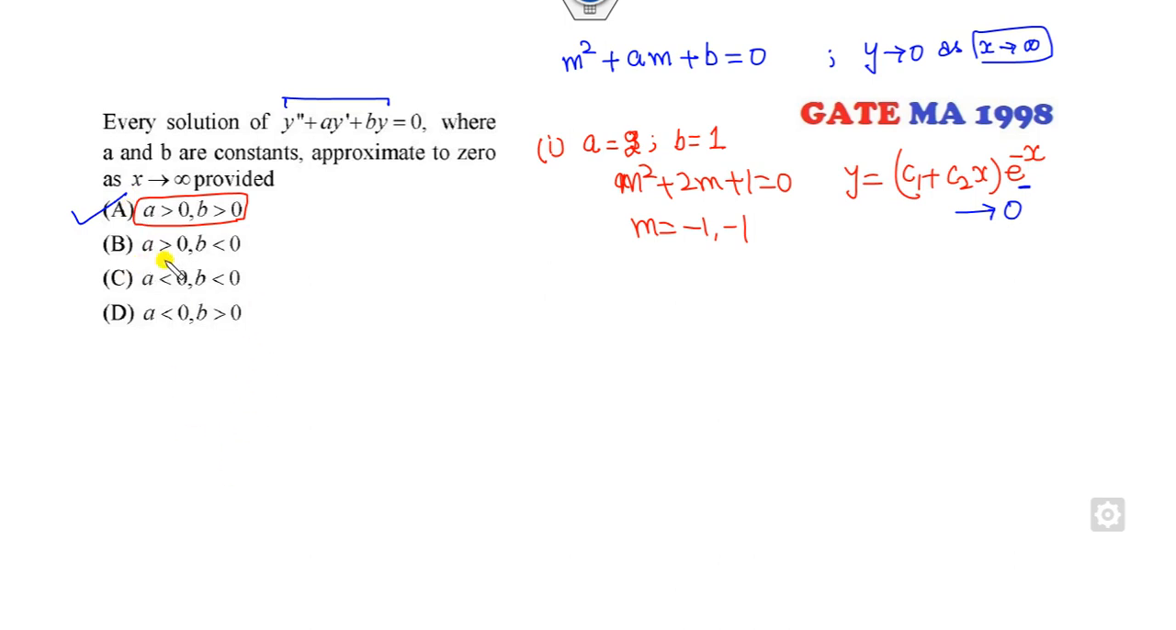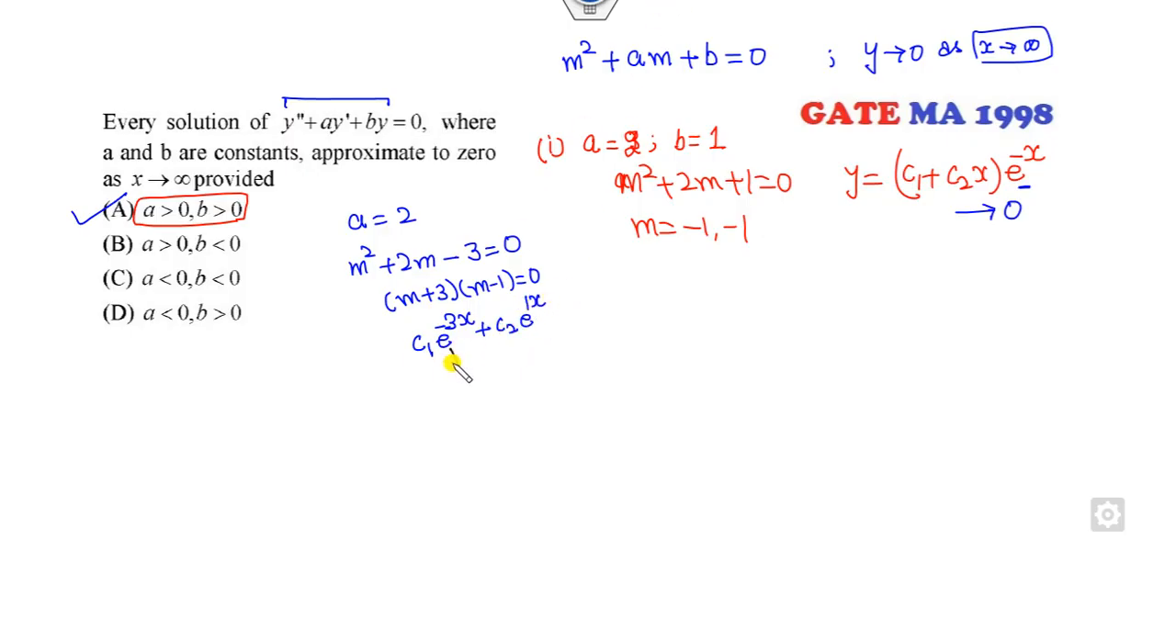A is greater than 0, b is less than 0. I can choose a as 2, so m square plus 2m. B is negative, so I can choose such that I can factorize them. 3. So my factor will be (m plus 3)(m minus 1) equals 0. So the solution will be c1 e raised to the power minus 3x plus c2 e raised to the power 1x.